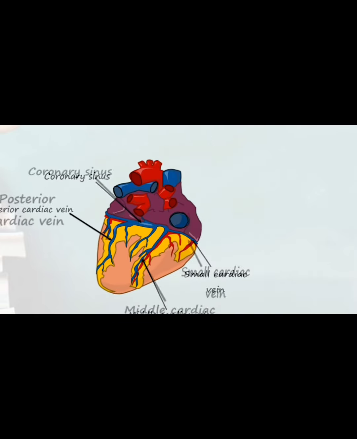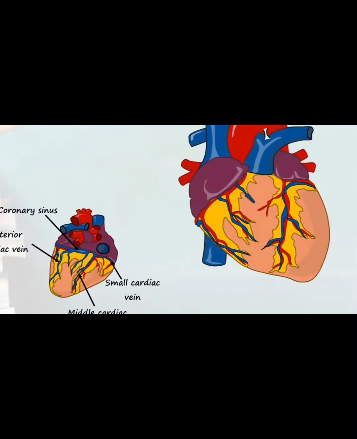On the anterior surface, we see the right marginal vein, which will join the small cardiac vein, and the anterior interventricular vein, which travels with the anterior interventricular artery. This vein eventually joins the great cardiac vein, which will travel around to the other side of the heart to produce the coronary sinus.